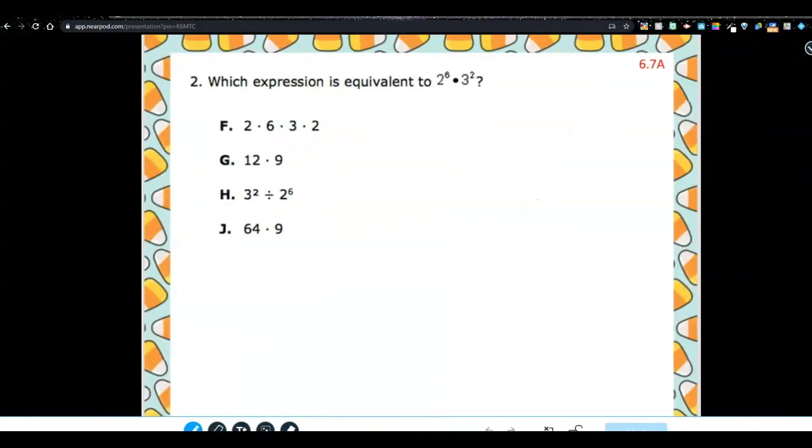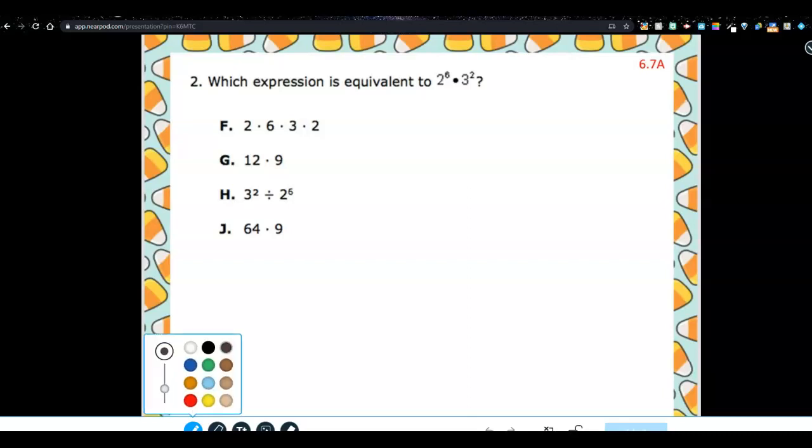Okay, so I definitely want to go over this one. It's important that we understand how exponents work. So we're going to do this one as one of our corrections. So over here. Which expression is equivalent, which means the same, as 2 to the 6th times 3 to the 2nd? Okay, the first thing I'm going to do with my exponents is expand them. So how many 2's do I need to write? 6. Yeah.